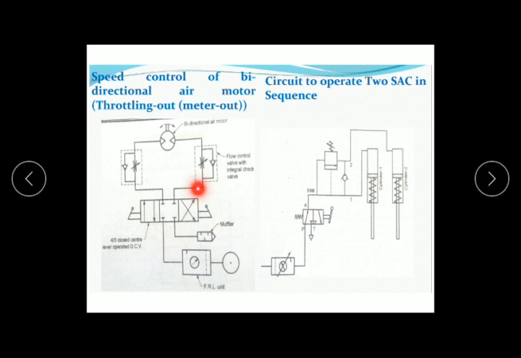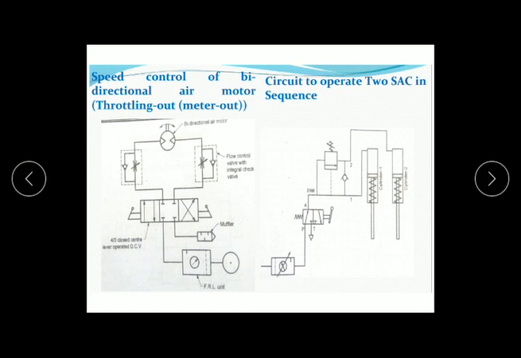air is passing through this check valve in the anti-clockwise direction, and the only way to pass the air is through the flow control valve, because this check valve is in the opposite direction. That is why, to change the speed of the motor in the anti-clockwise direction, we have to change the opening of this flow control valve. In this way you can get speed control in both directions in the bidirectional motor circuit.